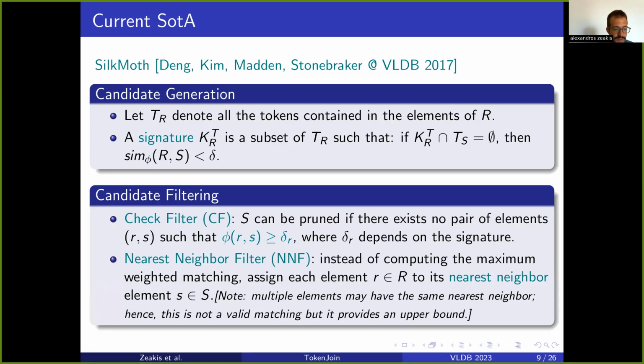Silkmoth introduces two filters, namely check filter and nearest neighbor filter. The first checks if a candidate S has at least one element similarity RS that exceeds a personalized threshold delta R for this element R. These personalized element thresholds are constructed based on the signature KTR. NNF avoids computing the maximum weighted bipartite matching by assigning each element R of R to its nearest neighbor in S. This allows collisions and thus is not a valid matching, but it constitutes an upper bound of the final matching.